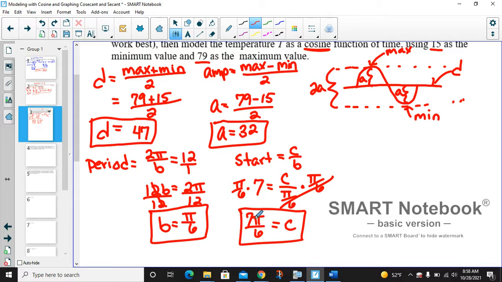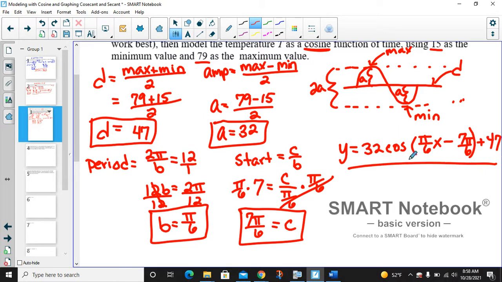So now I have a, b, c, and d. So I can write the equation of my model, which is y is equal to 32 times the cosine of bx, so pi over 6x, minus c, which is 7 pi over 6, all plus d, which is 47. So here is our model.